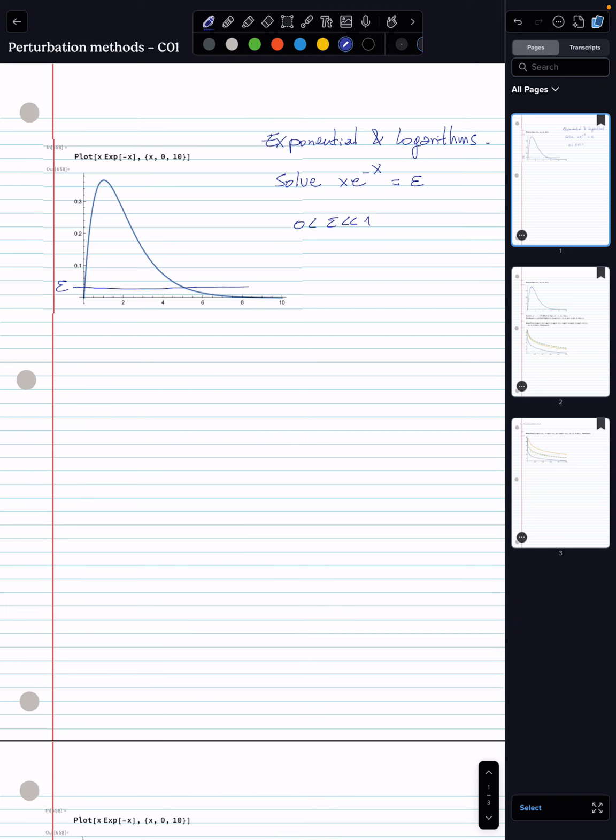Hi everyone, so in this video we're going to tackle another sort of problem which is also related to algebraic equations. This one involves actually an exponential function as we see here. So the problem that we are solving in this video is the solution of this problem: x exponential of minus x is equal to a small number.